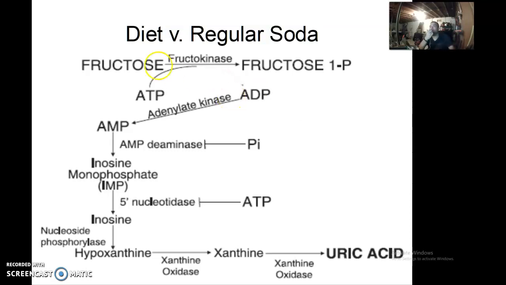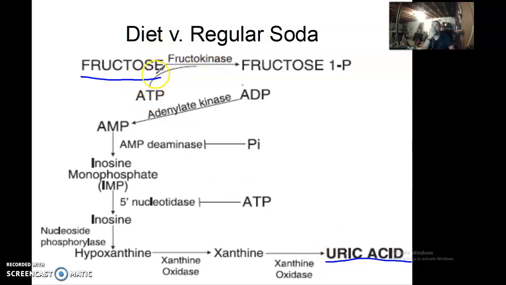Obviously, our standard sweetener nowadays is fructose. It is long-lasting on the shelf, unlike regular sugar, glucose. It can certainly last much longer than natural glucose. Unfortunately, uric acid is a natural byproduct of our breakdown of fructose.